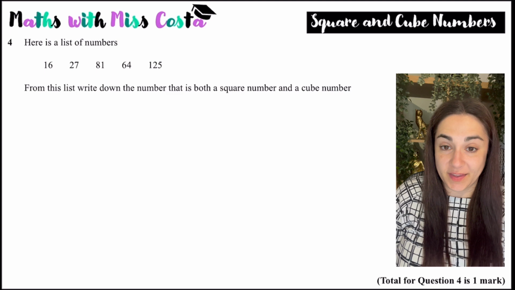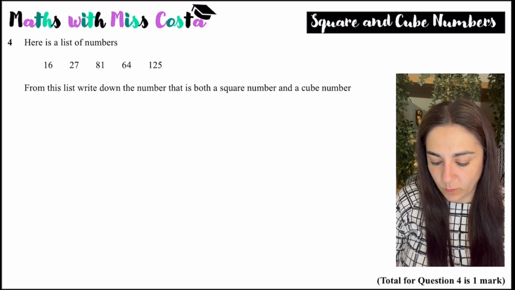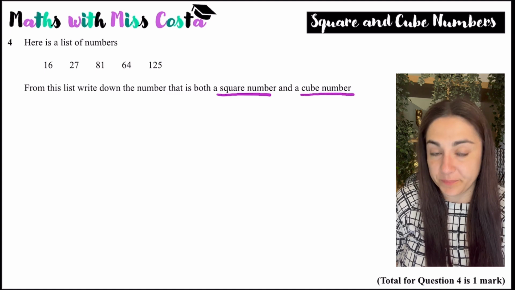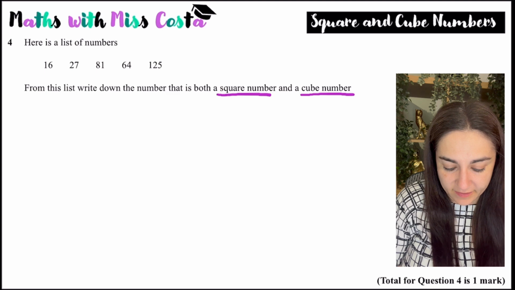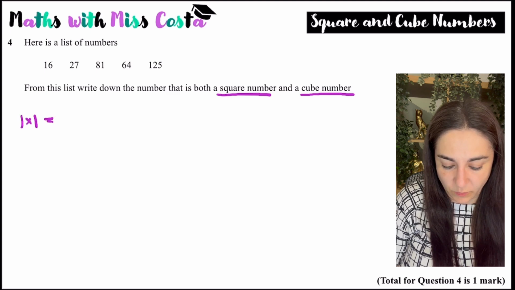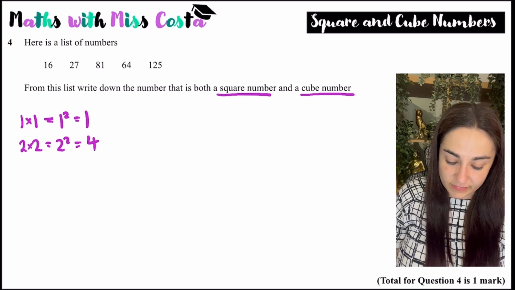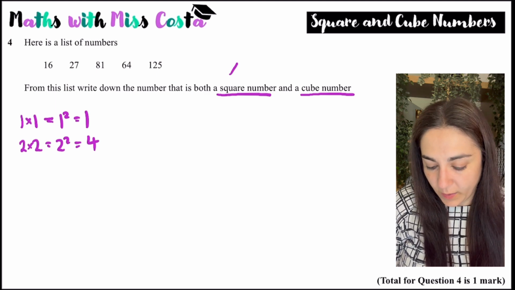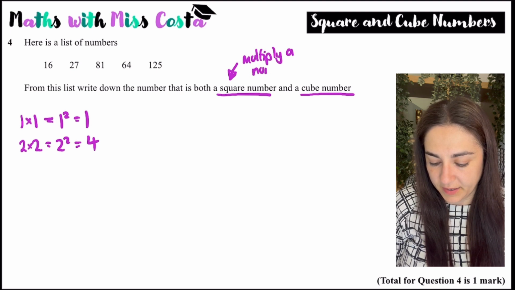Okay, next you're told that here is a list of numbers and that you need to write down the number that is both a square number and a cube number. The square and cube numbers are numbers that you should know off by heart. The square numbers are numbers that are multiplied by themselves. So 1 times 1 is 1 squared is 1. Similarly, 2 times 2 can be written as 2 squared, which is 4. So the square numbers are when you multiply a number by itself.